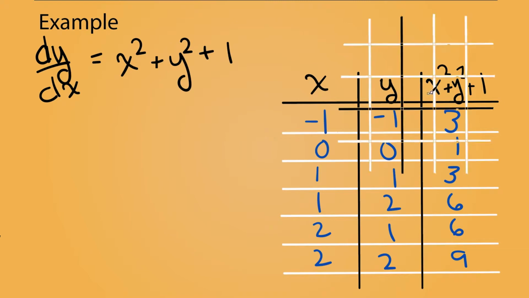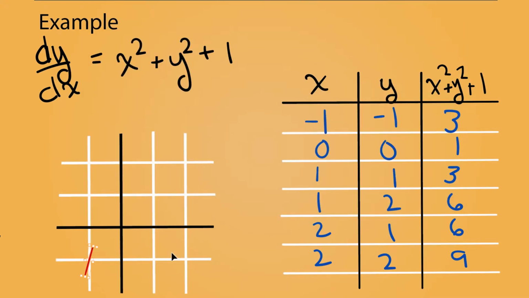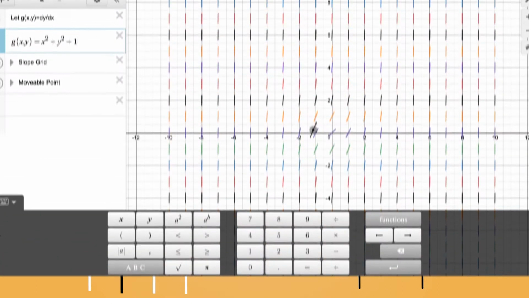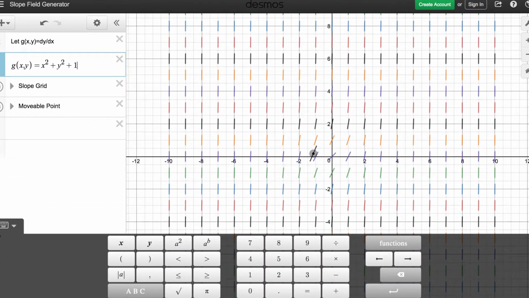So once we have the slopes at our given points, we're going to now plot them onto a graph. Slope fields let you solve a function graphically without using a calculator. They're usually created by software because of how long it takes to do it by hand.